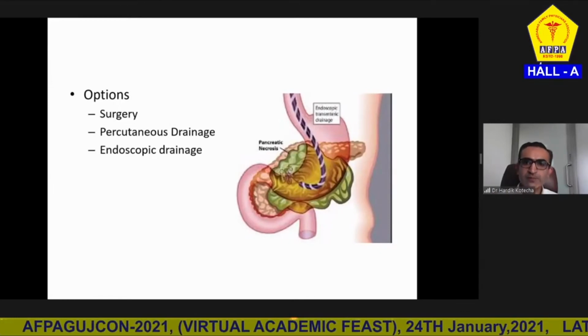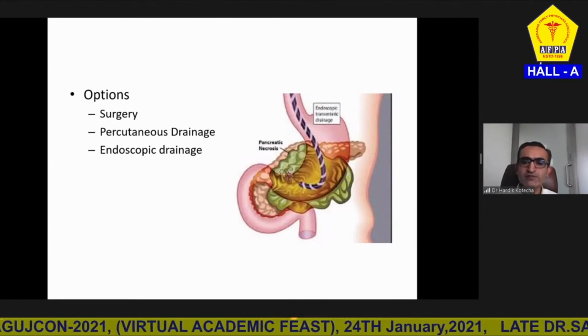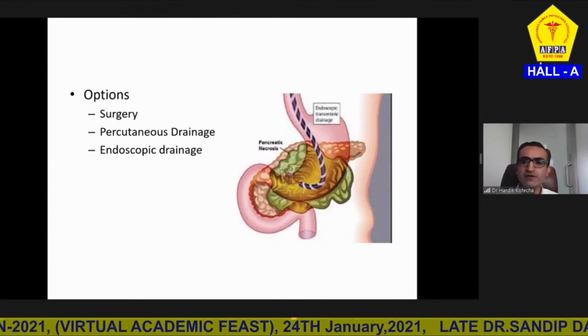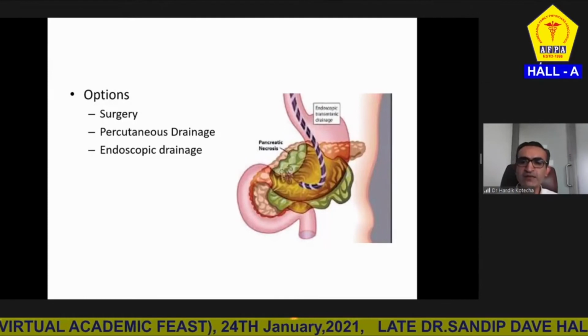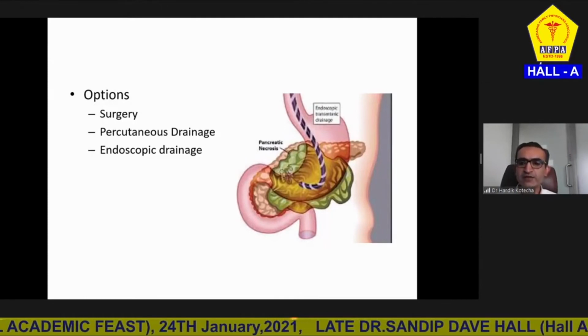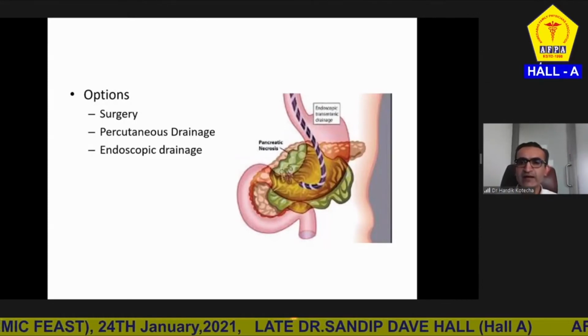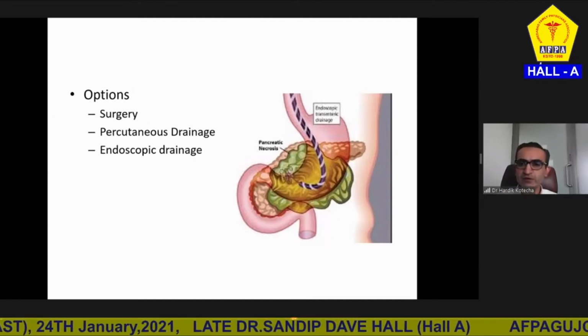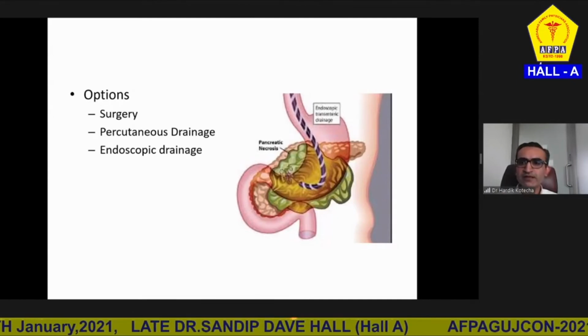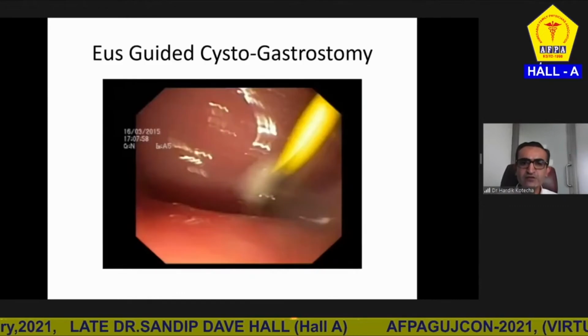So I have shown pictorially how EUS works. We put the EUS scope in the stomach, we identify the necrotic cavity, we puncture it, we pass a guide wire into the cavity, we dilate the tract. After dilating the tract with the CRE balloon, we are able to put a metallic stent. This is a Nagi stent, I will show in the video.